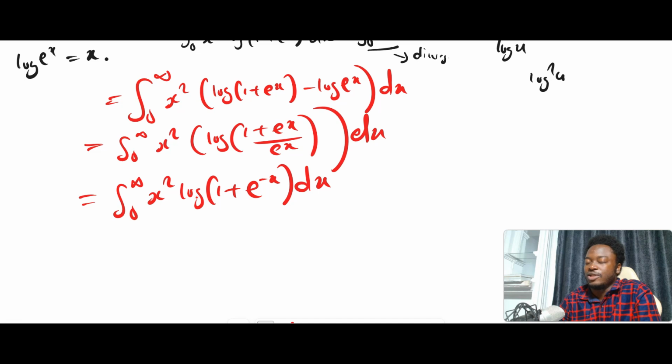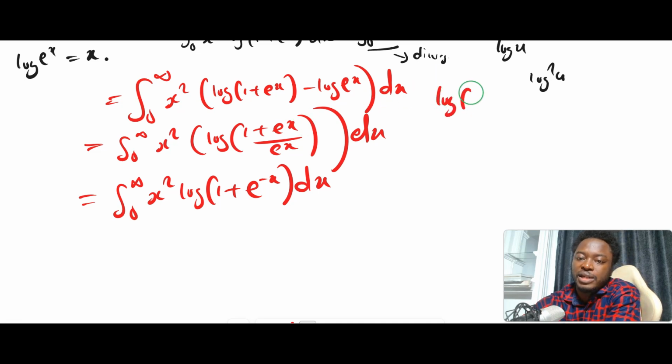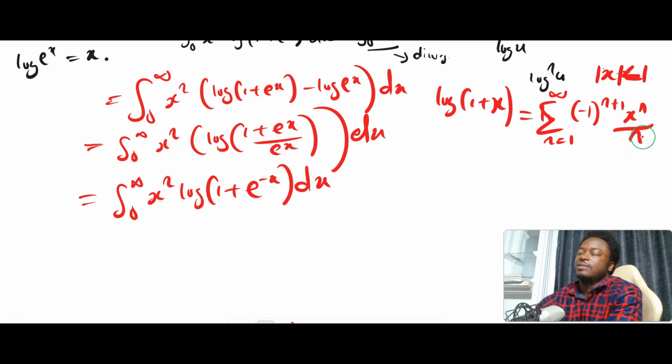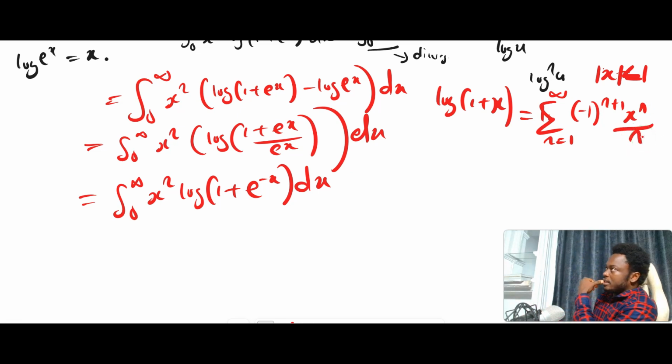The only thing we can think of now is the series for the logarithm. Because we have e to the negative x, we can use the series, since the logarithm of 1 plus x has a series only when x is numerically less than 1. In that case, the series is the sum as n runs from 1 to infinity of negative 1 to the n plus 1, x to the n, over n.